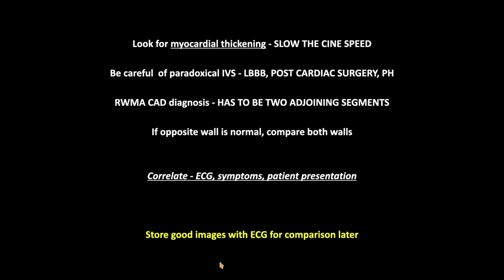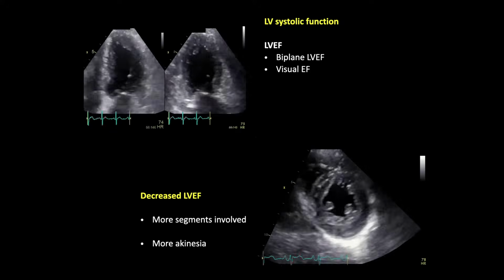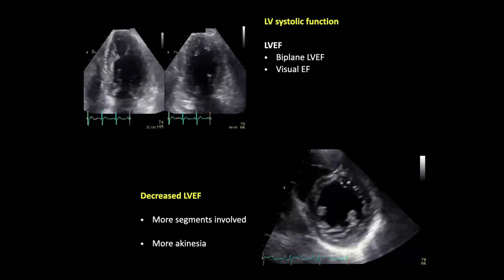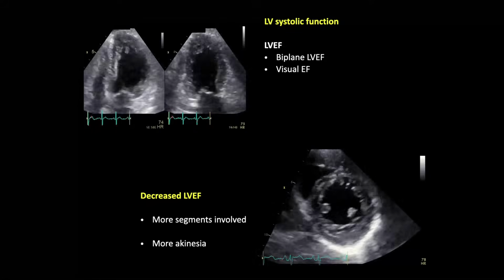And make sure that you store good images. This is an era where images are being archived and retrieved, so you would like to look at comparisons later on when something new has happened and you want to go back to it. Apart from the wall motion, in CAD you also look at the LV systolic function. Do it in the correct way as much as possible, biplane LVEF.